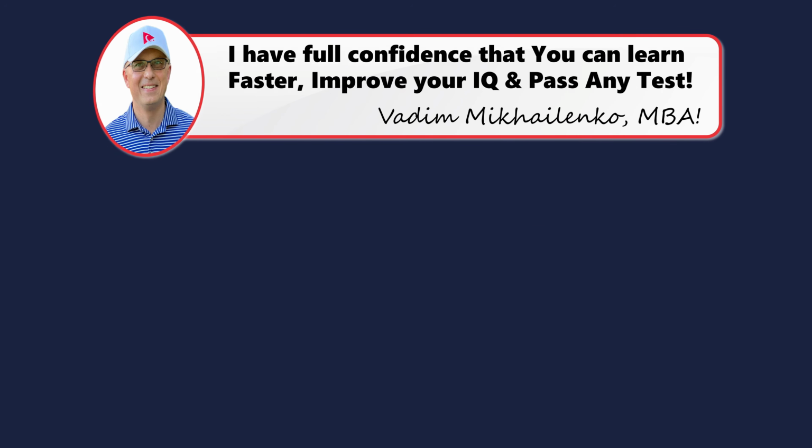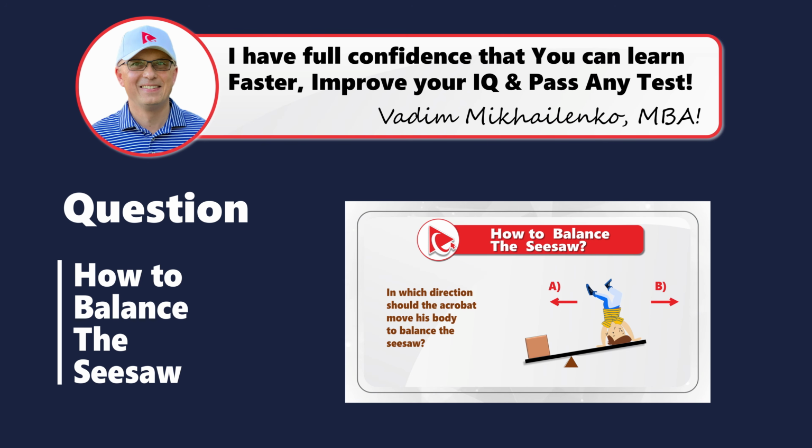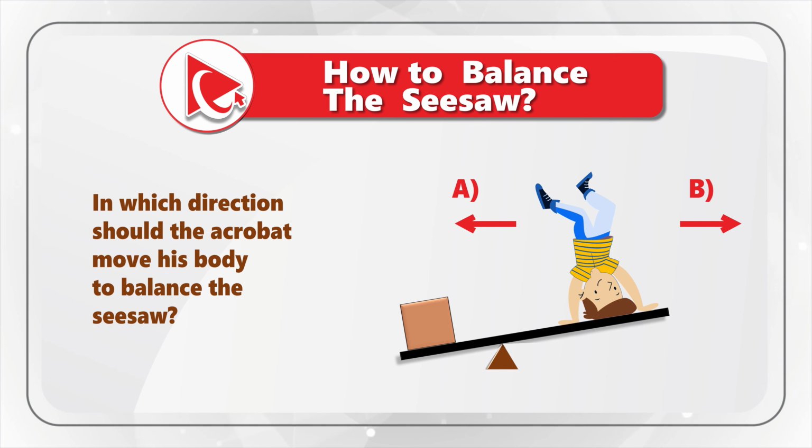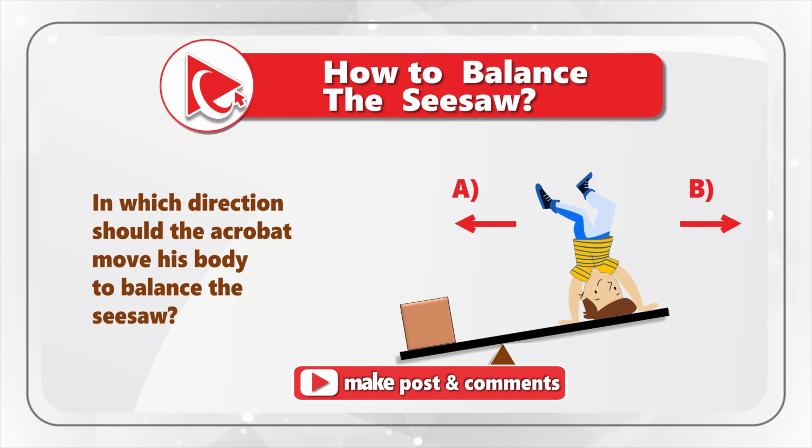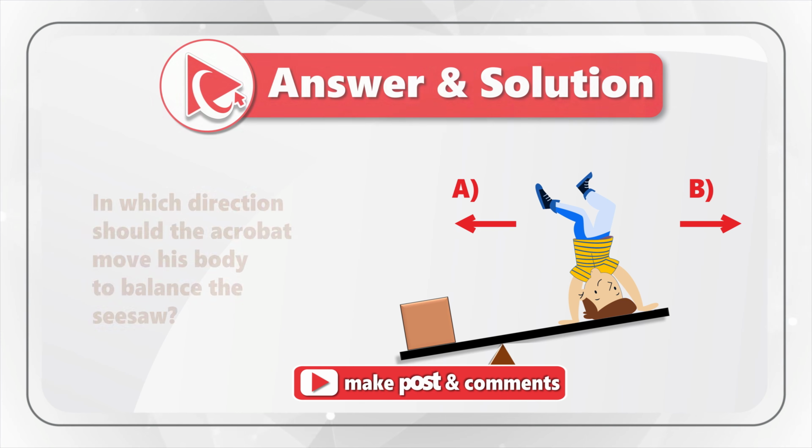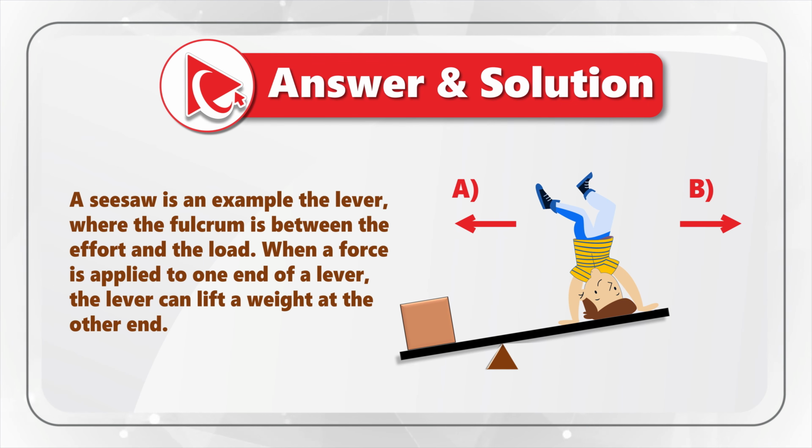On my end, I am moving forward to share with you my version of the answer. And obviously, if you have a better way to solve it, please make sure to post in comments. As you might be well aware, the seesaw is an example of a lever where the fulcrum is between the effort and the load. In our example, we have a weight on the left side of the seesaw and an acrobat on the right side of the seesaw.